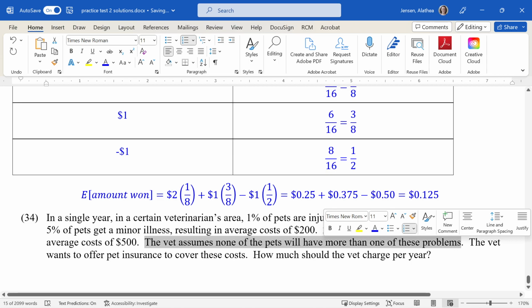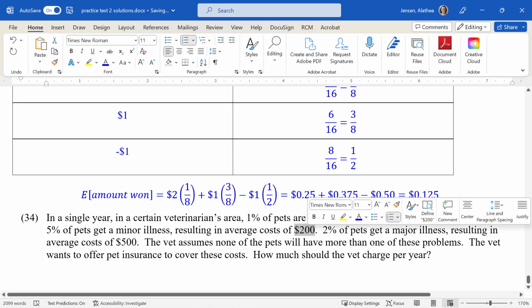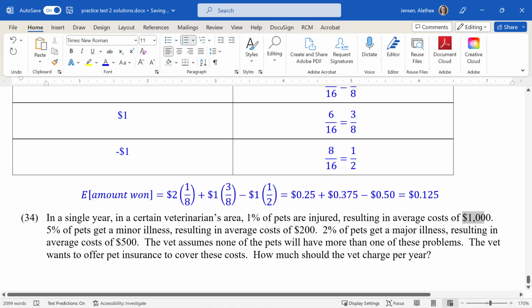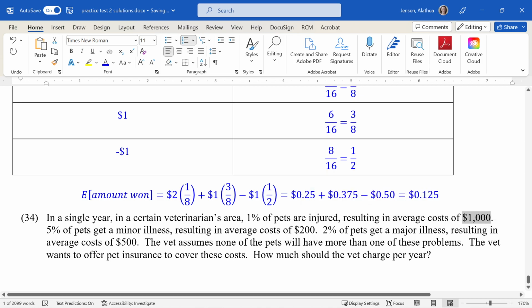So basically that means we're not going to have outcomes where somebody has $1,200 of costs because 2 of these things happened. If we had that sort of thing, it would be pretty complicated to actually do. The vet wants to offer pet insurance to cover the costs. How much should the vet charge?